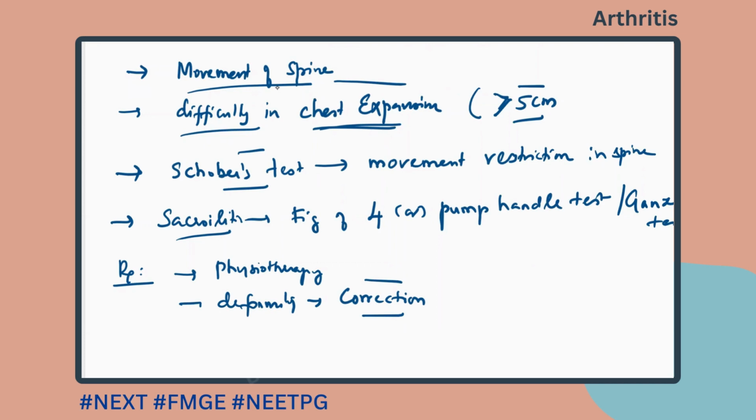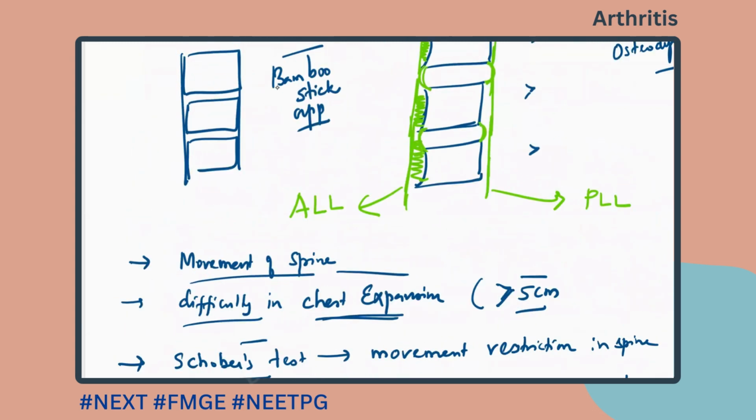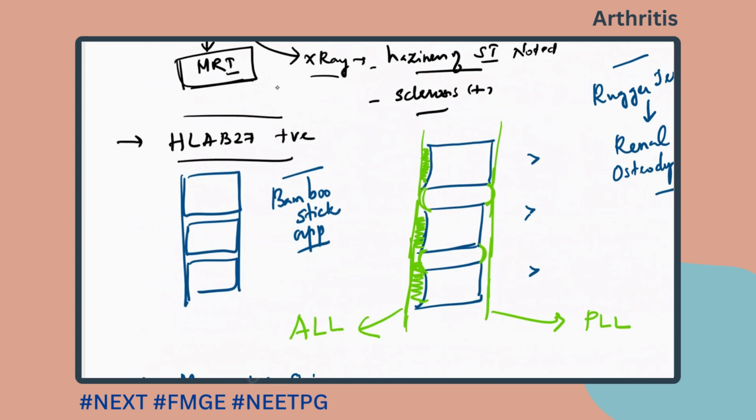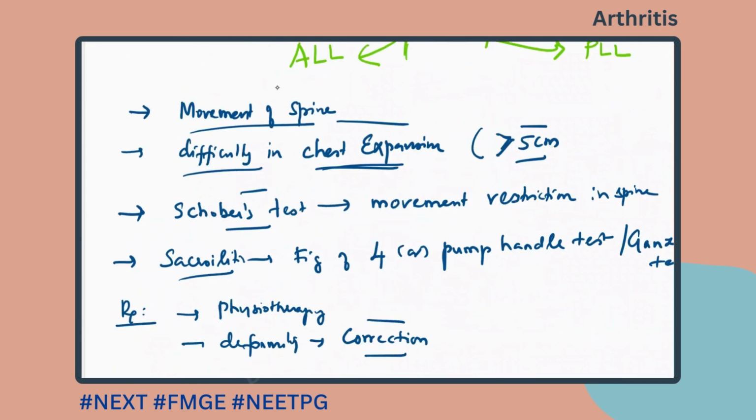Okay, so this is about ankylosing spondylitis. Very important point is it affects the axial skeleton and it causes sacroiliitis. In these patients, HLA-B27 will be positive. And when you take an X-ray of this patient, the spine will look like a bamboo, so it is called bamboo stick appearance. So these are the tests to diagnose ankylosing spondylitis and how you treat it.